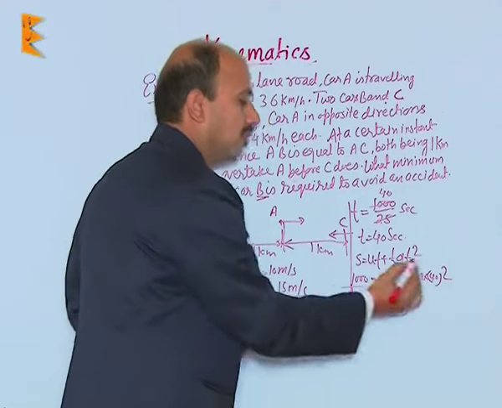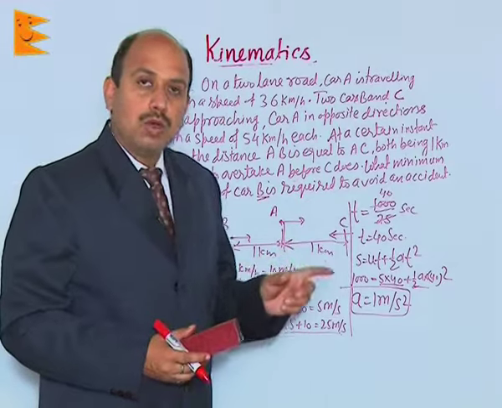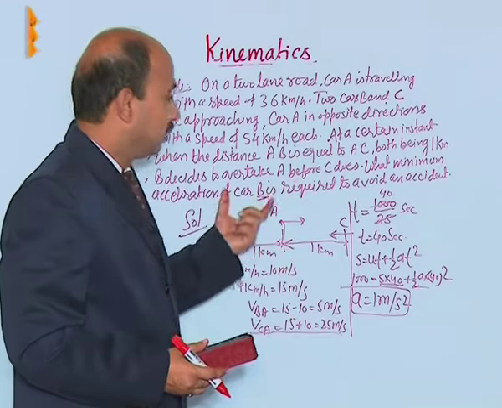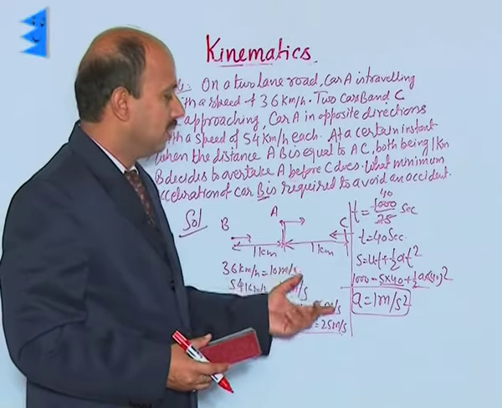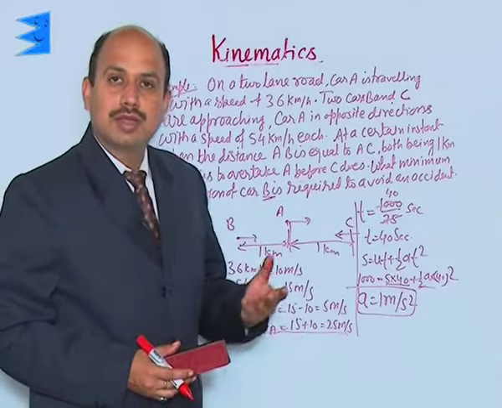So you can solve this thing here. So the minimum acceleration of B required to avoid an accident is a is equal to 1 meter per second square.